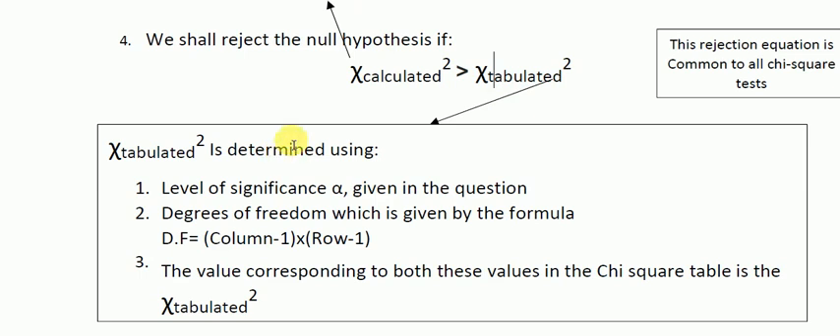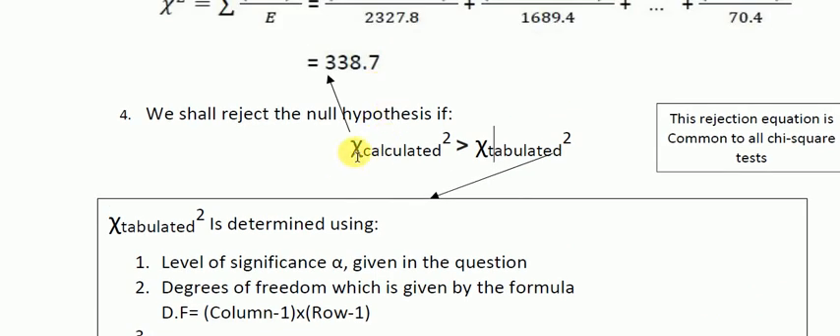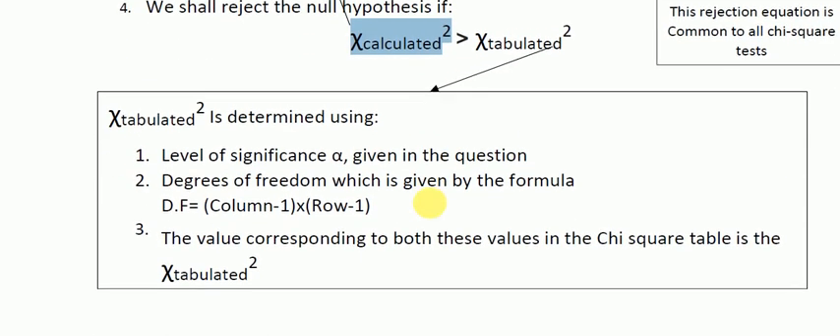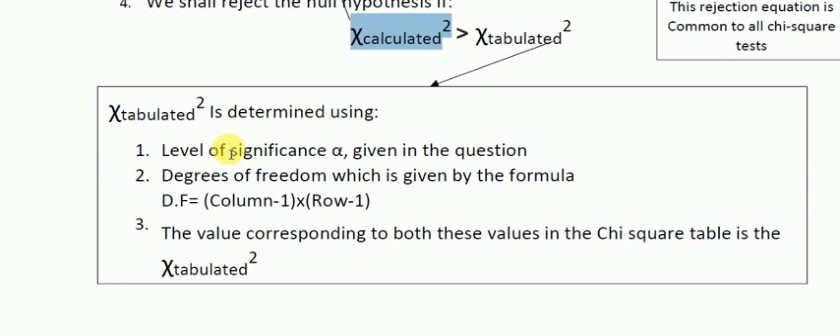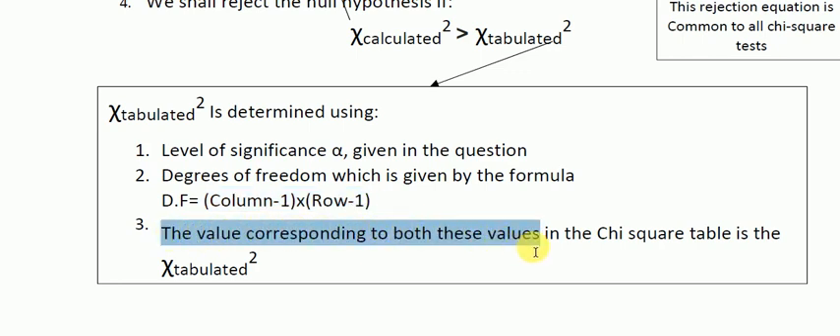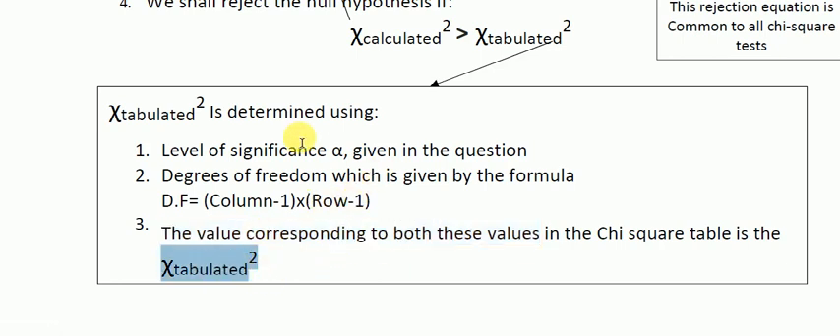So up to now we have the value of chi-square calculated. Let's see how we calculate the value of chi-square tabulated. Chi-square tabulated is determined using the level of significance alpha. Remember, we have already discussed what alpha is; it will be given in the question. And the degrees of freedom, df, which is given by the formula for chi-square. Then the value corresponding to both these values in the chi-square table is the chi-square tabulated. So we must know the level of significance, which in this case was 0.05.